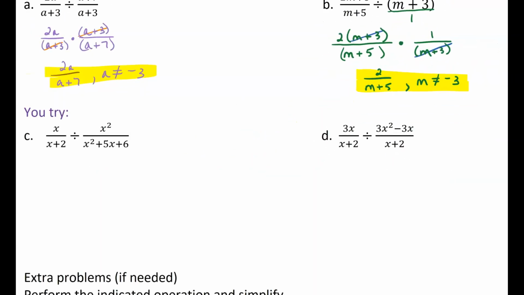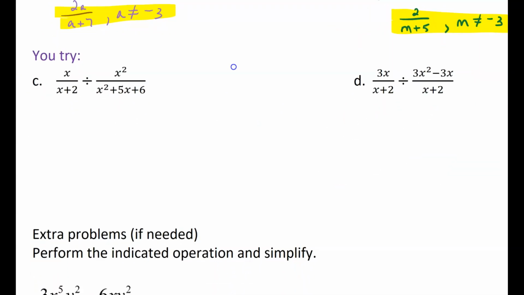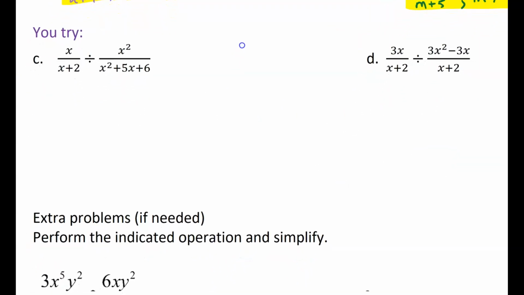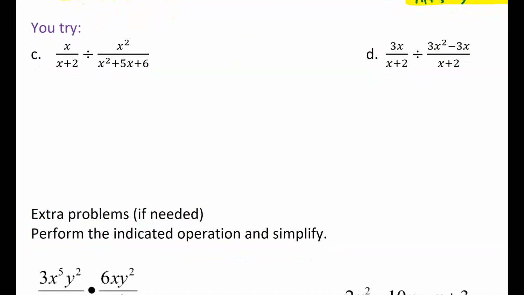So I've got 2 more for you guys to try, and then I've got some extra ones on the bottom if you feel like you need more practice, but we'll start with these 2.